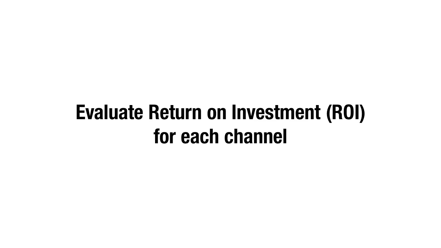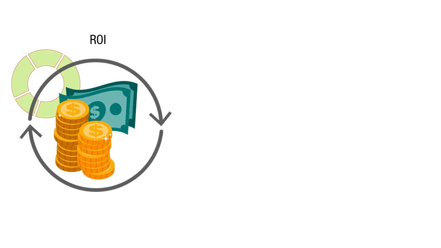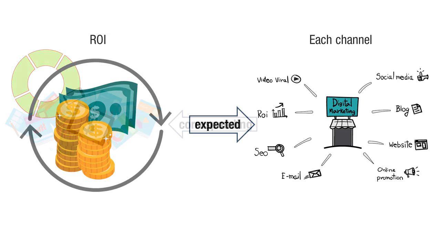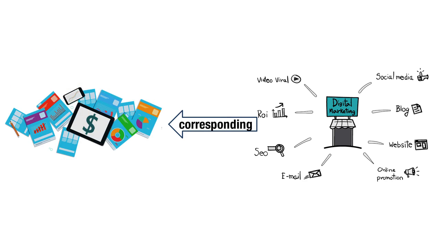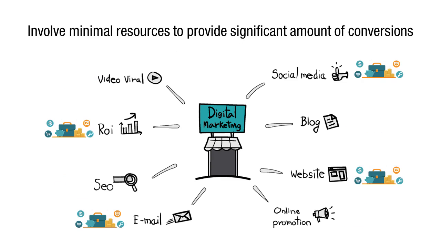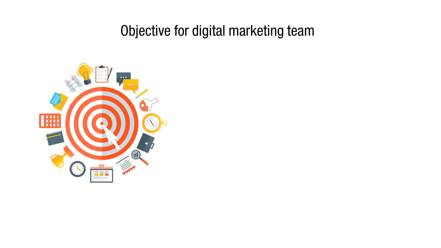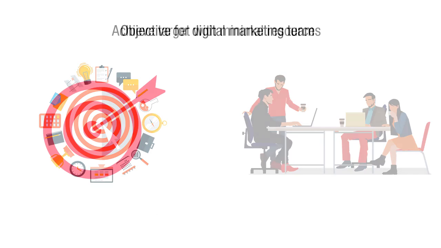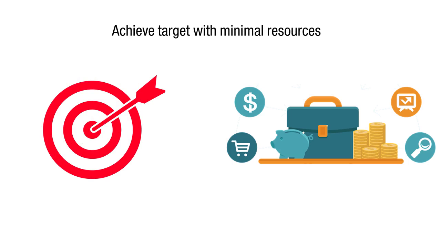This step involves deciding how much return can be expected from each channel and the corresponding investment that needs to be made. Some channels involve a significant investment of resources to provide a proportionately larger number of conversions. Other channels may involve minimal resources to provide a significant amount of conversions. Generally, both types need to be explored. The objective for the digital marketing team should be to achieve its target with minimal resources.